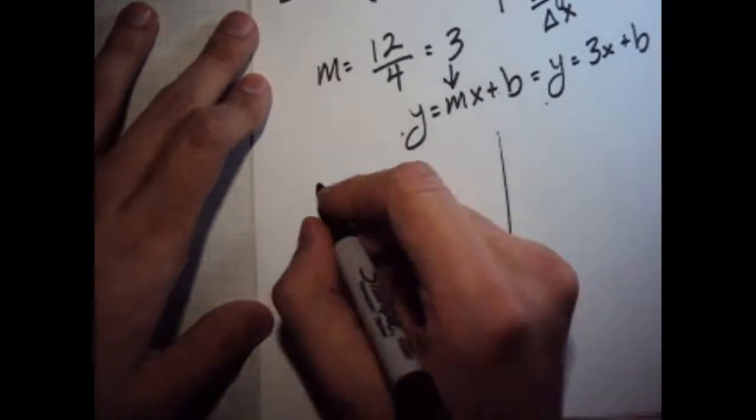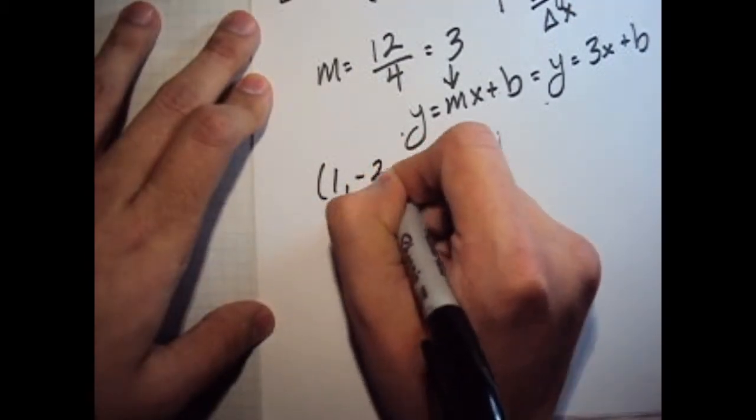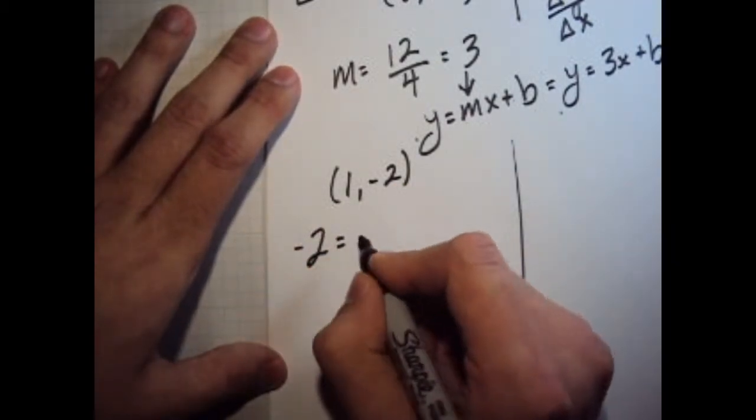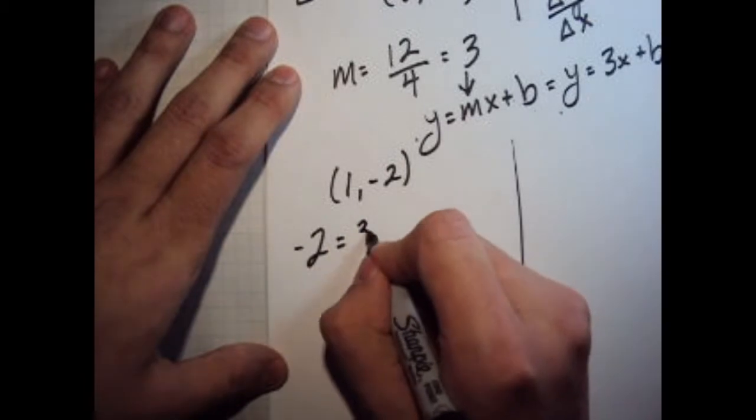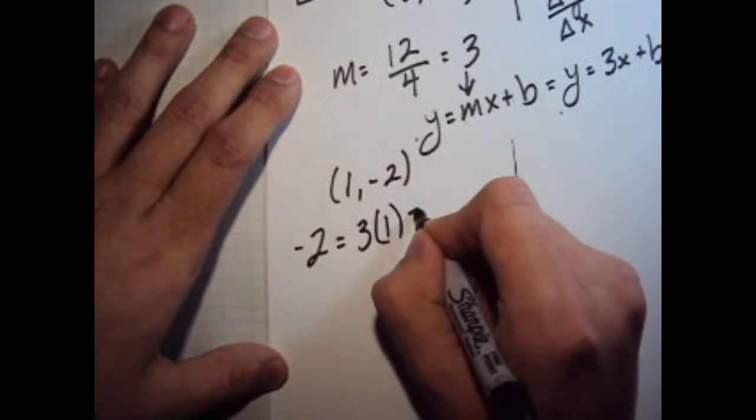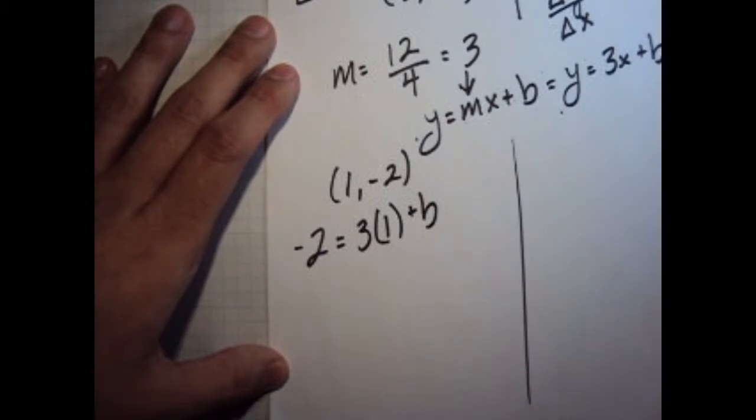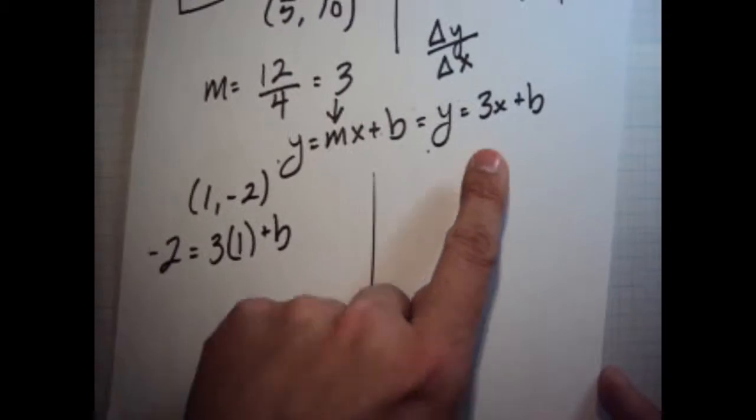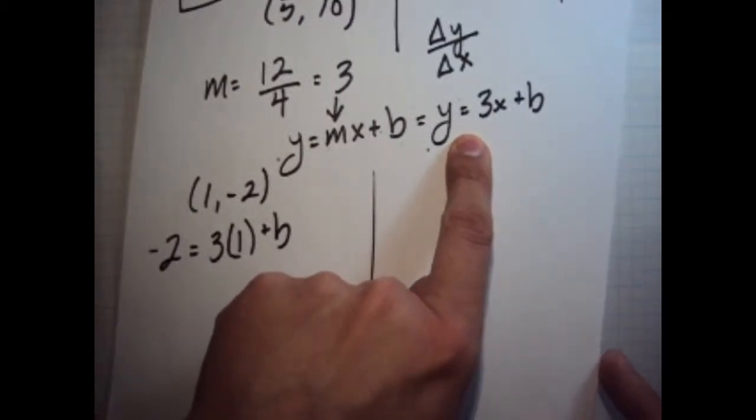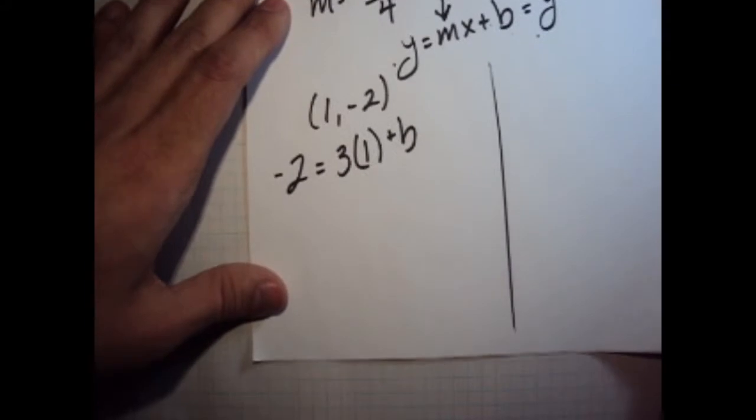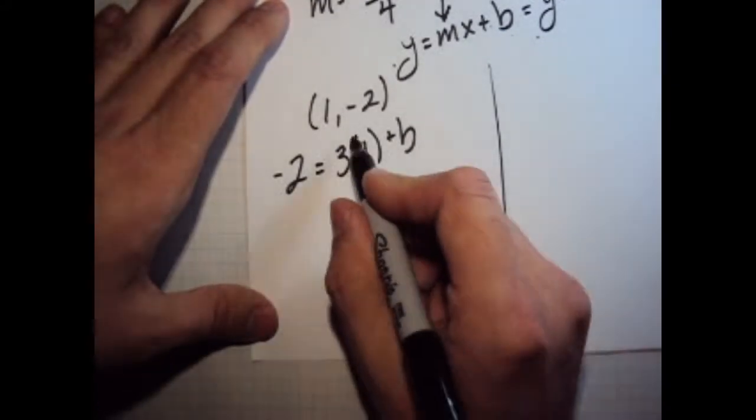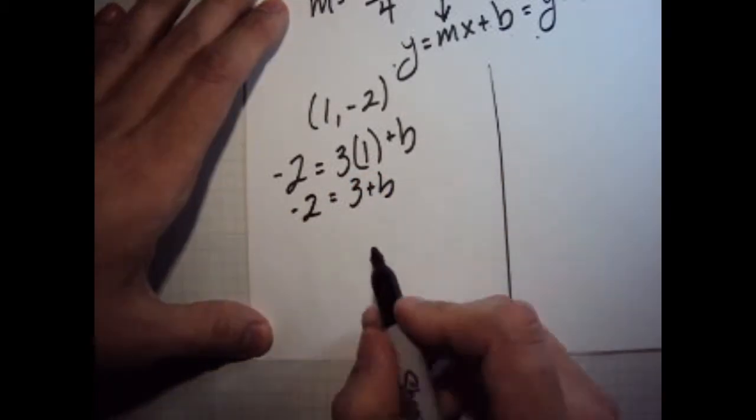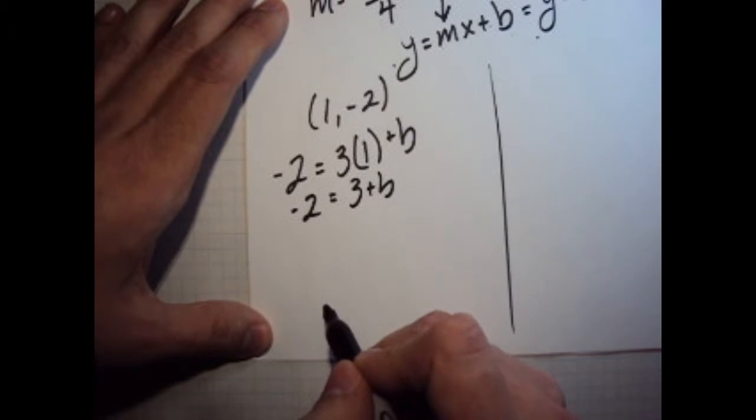So let's use our point 1, -2. So we have -2 as our y. So we're going to say -2 equals our slope is 3, our x value is 1, plus b. So all we've done here is substitute our y and our x into y equals 3x plus b. That's it. And now we're just going to sort of backtrack here and solve for b. So 3 times 1, that gives us a 3. And we could take this and subtract it from both sides.